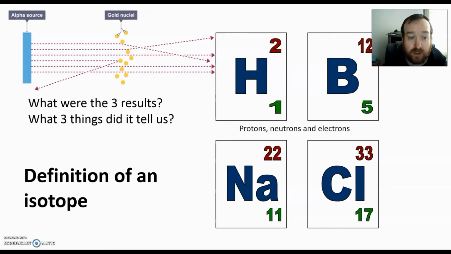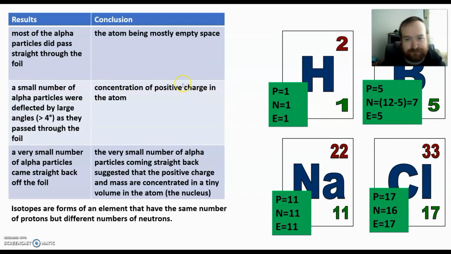Okay, hopefully you finished your little rapid recall task. I'm going on to my answers now. For the experiment, there's quite a lot here. You don't have to have this much detail, but this detail is quite nice. Most of the alpha particles went straight through the foil. Some were deflected by a small angle. Some were deflected by a very large angle, going straight back.